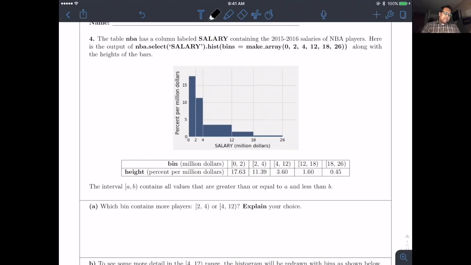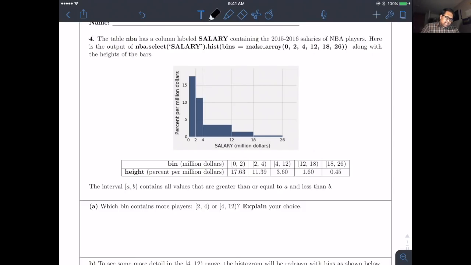Okay, so now it's time for number 4 and our beloved histogram questions. So we have a table called NBA. It has a column labeled salary containing some salaries of 2015 to 2016 players. Right, so you can take a look at the data here.